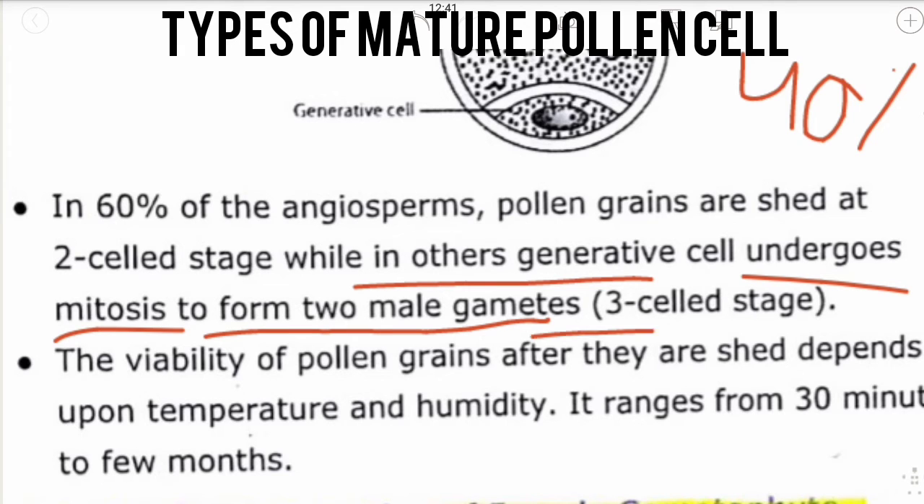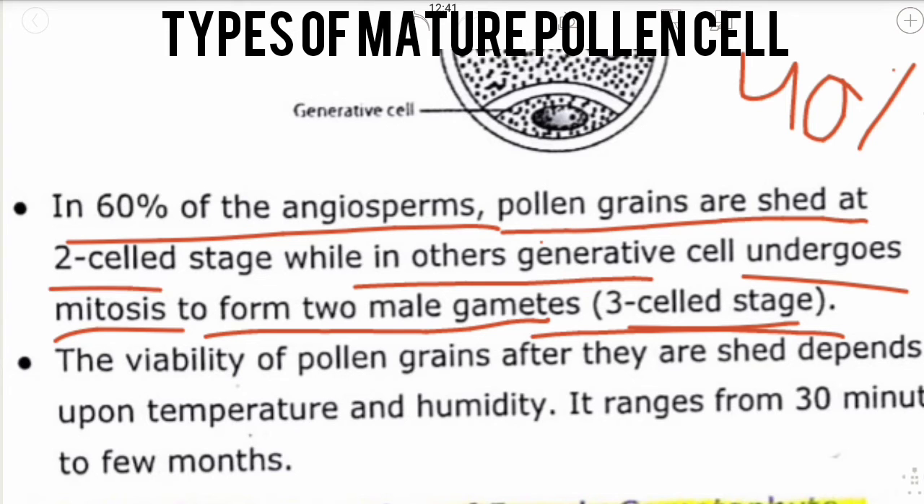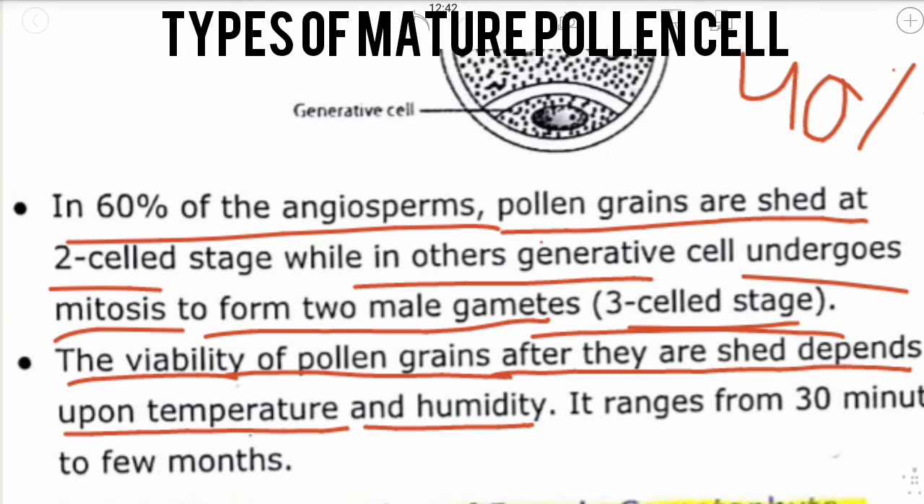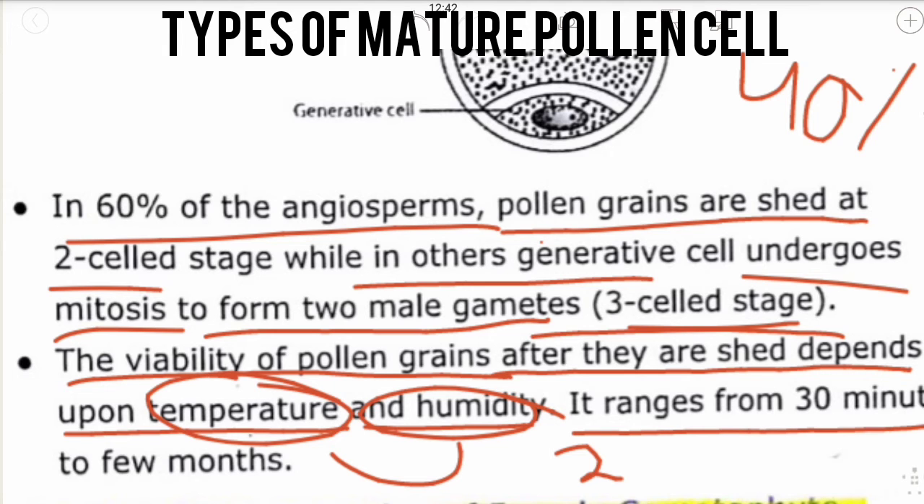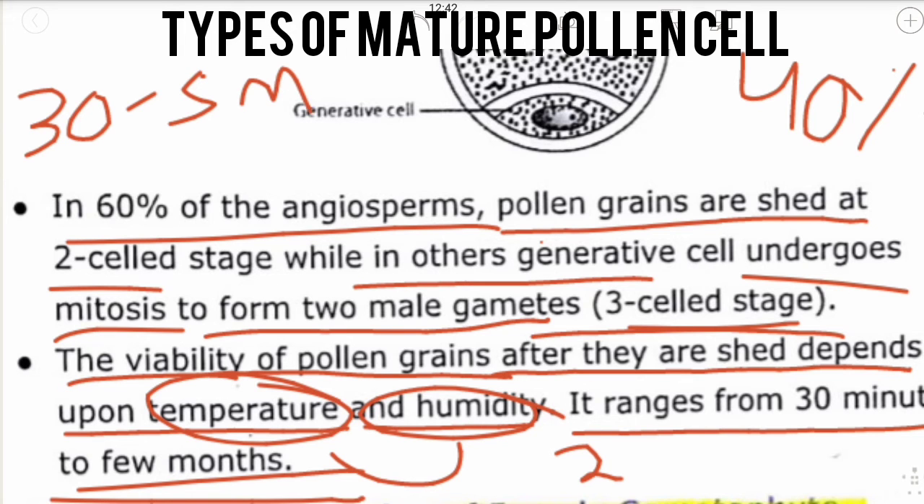What are the two male gametes? It is a three-celled stage. In 60% of angiosperms, pollen grains are shed at the two-celled stage, while in the others the generative cell undergoes mitosis to form two male gametes, and they are shed at the three-celled stage. The viability of pollen grains after they are shed depends upon temperature and humidity. It ranges from 30 minutes to a few months.